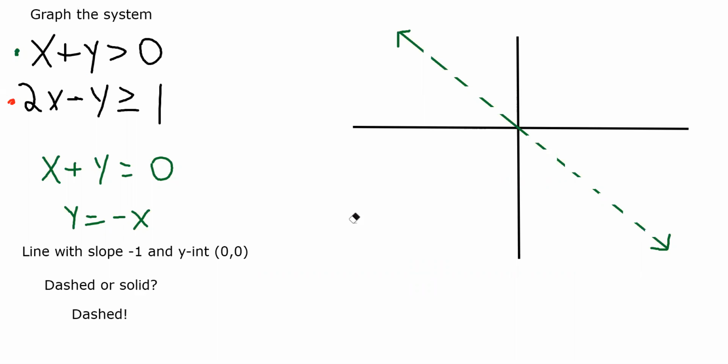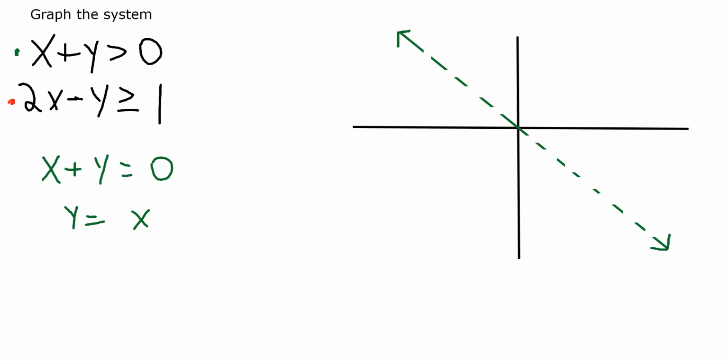Now, finally, should we be shading above the line or below the line? Well, we're going to use a test point. Unfortunately, we can't use the origin as a test point. That would be just too gosh darn convenient. But this line actually does pass through the origin because it had a y-intercept of 0, 0. So, okay, darn. That's all right.